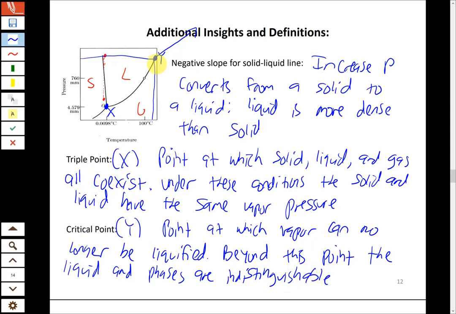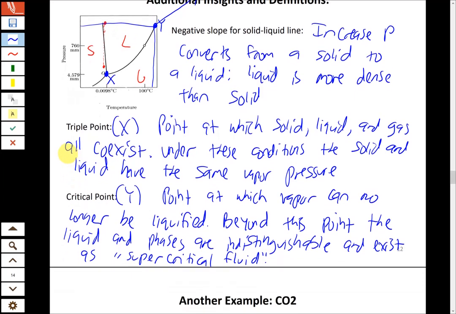That point where the liquid gas line ends is called the critical point. And so beyond that point, they exist as a supercritical fluid. Beyond the critical point, it's called supercritical. All right, so that's another couple points in the diagram that we haven't talked about yet. Specifically triple point and critical point you should be able to identify.